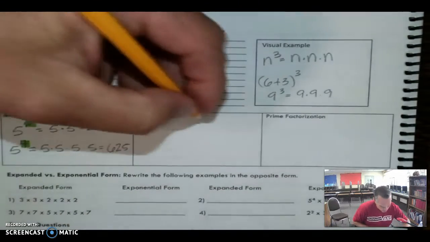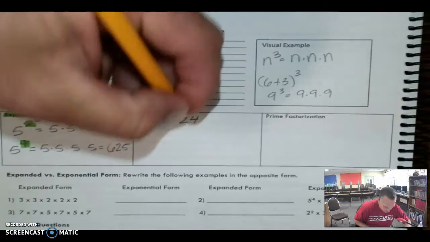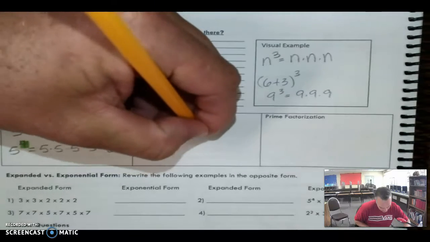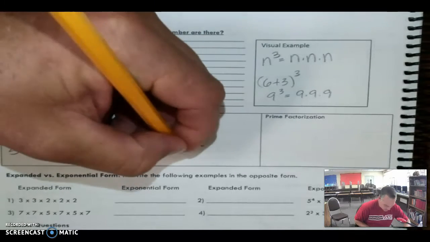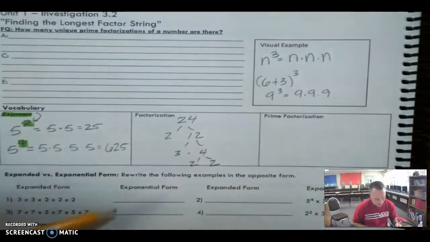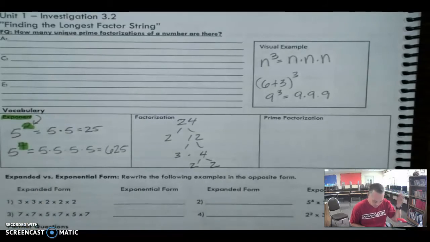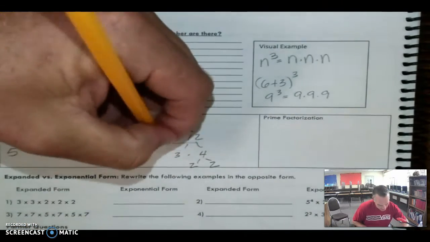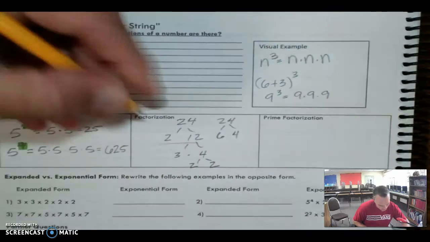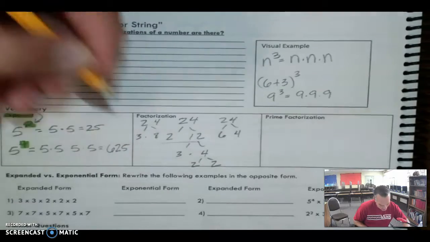Factorization of a number. Well, if I took the number 24, which seems to be a good number that we like, factorization would be 2 times 12, and then 3 times 4, and then 2 times 2. Factorization is breaking the number down. Prime factorization is going all the way down. So this would be factorization here. 24 could be 6 times 4. 24 could be 3 times 8.